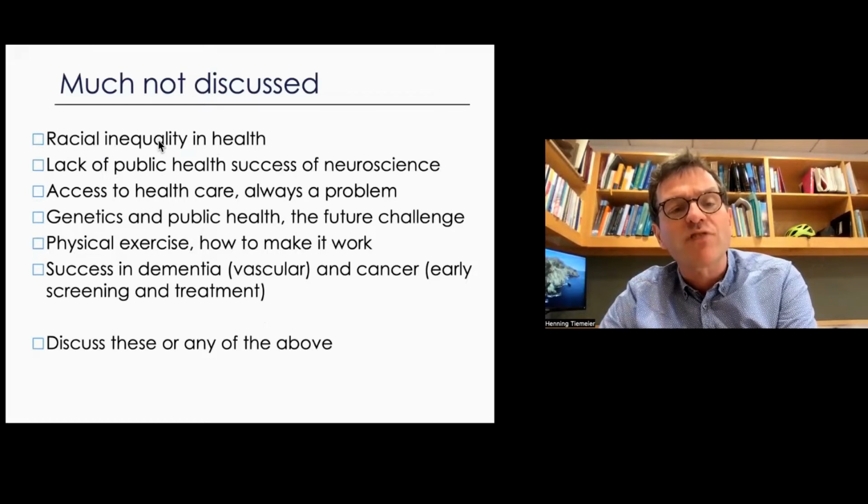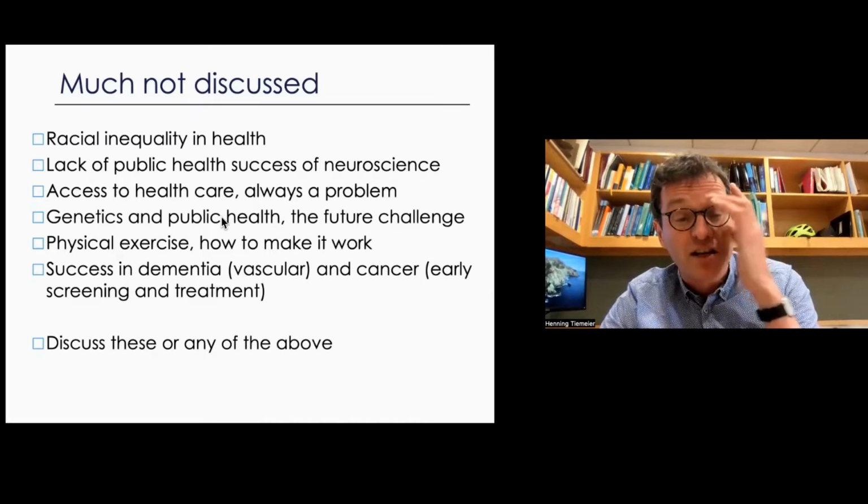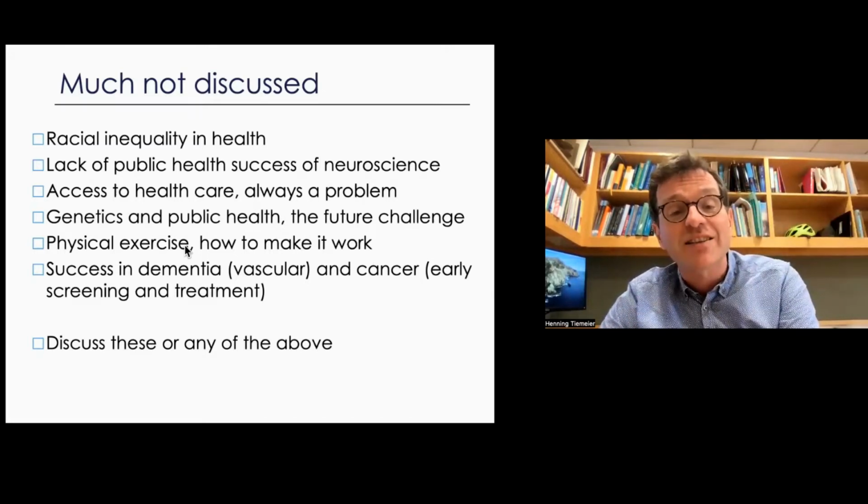We could have spent time on racial inequality. We could have said that neuroscience, I'm just teasing Lewis here, who organized this talk, I think there's not much to be gained from neuroscience for public health. Discuss that with somebody else. Access to healthcare is always a problem. Genetics in the future will be a big changer for public health. You will all have one day your genetic variants measured to predict disease. Physical exercise, I just mentioned in passing.